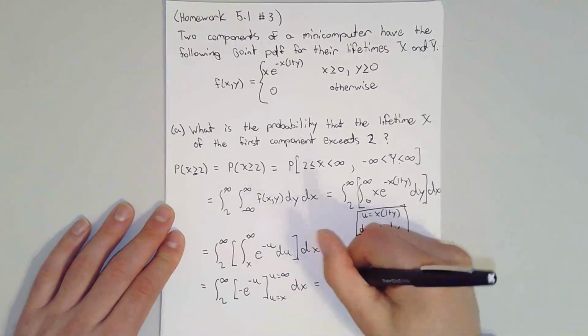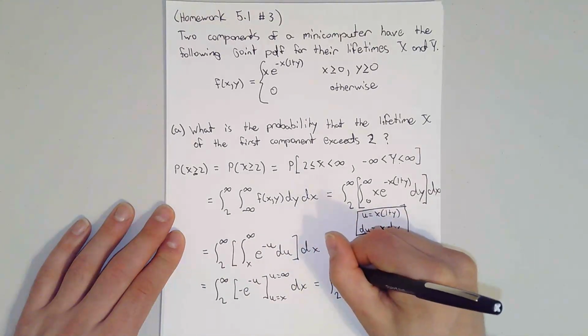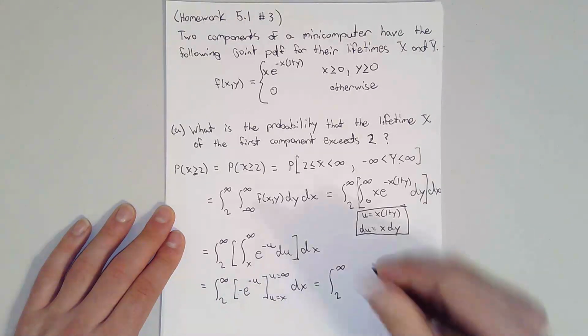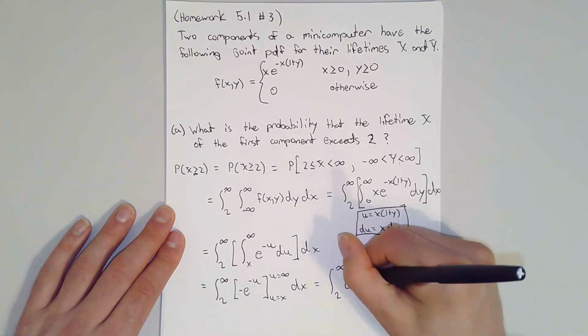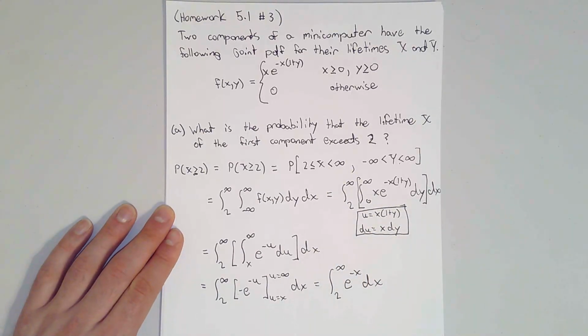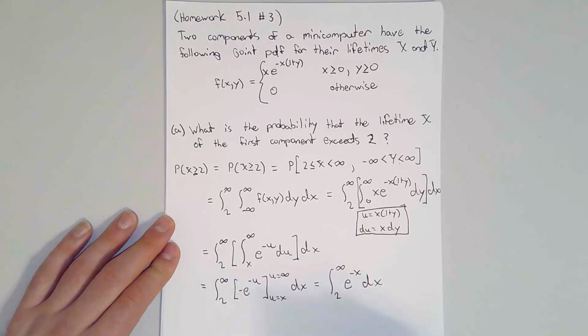So what is this equal to? The integral from 2 to infinity, and if we look at this, as u goes to infinity, this expression goes to 0. So we don't have to worry about the upper bound. At the lower bound, we just substitute u equal to x. Since this is the lower bound, negative e to the negative x just becomes e to the negative x, as follows.